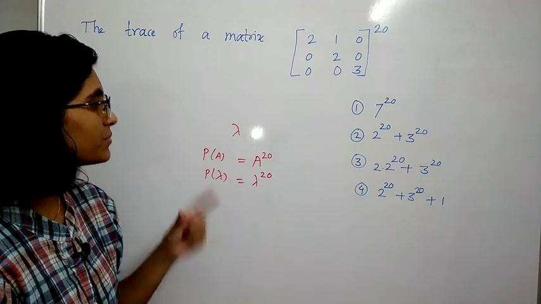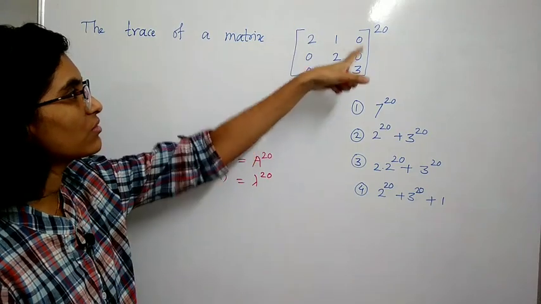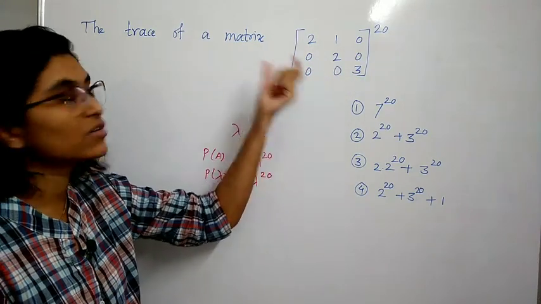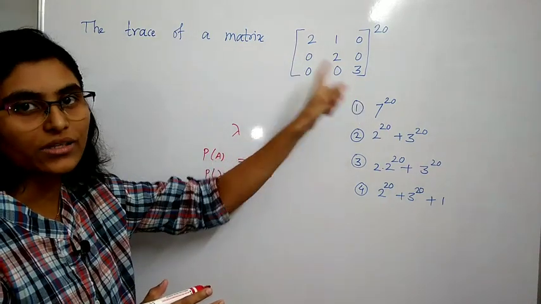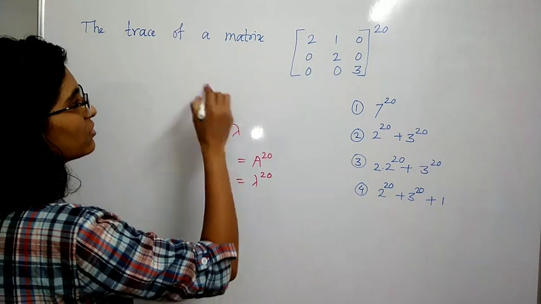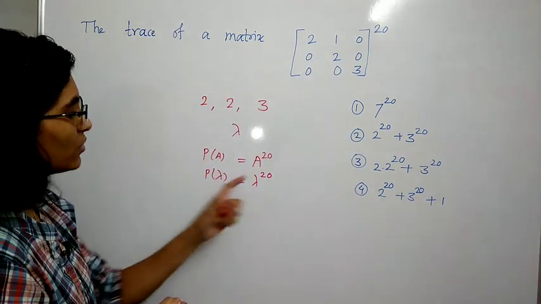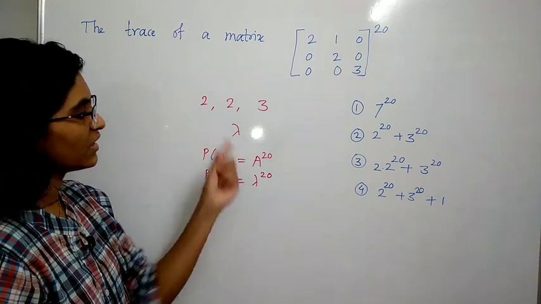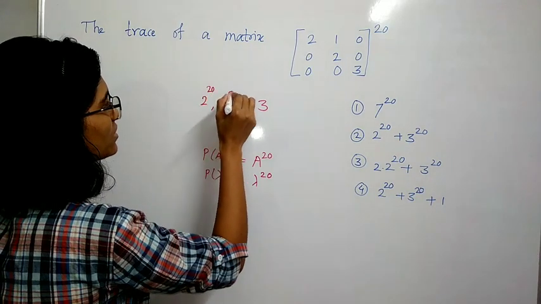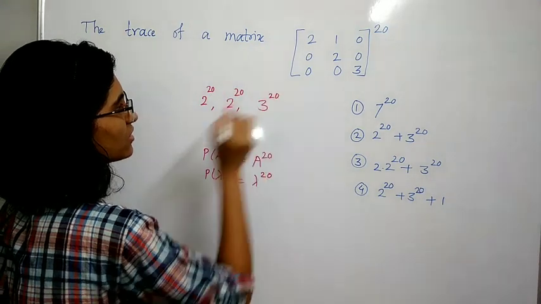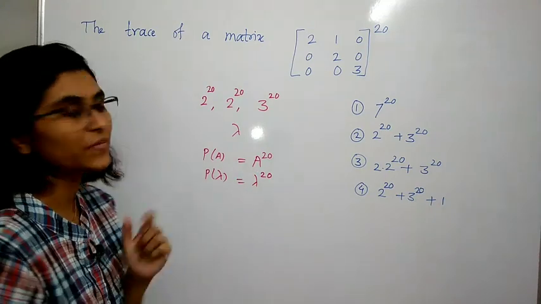So from here, what are the eigenvalues of this matrix A? This is just an upper triangular matrix, so the eigenvalues are just the elements on the main diagonal, right? So here the eigenvalues are just 2, 2 and 3. So what are the eigenvalues of A raised to 20? These are just lambda raised to 20. So this is 2 raised to 20, 2 raised to 20, 3 raised to 20. These are the eigenvalues of the matrix A raised to 20, right?